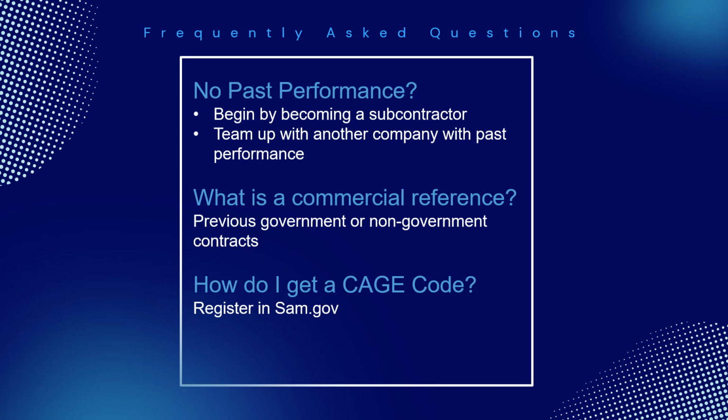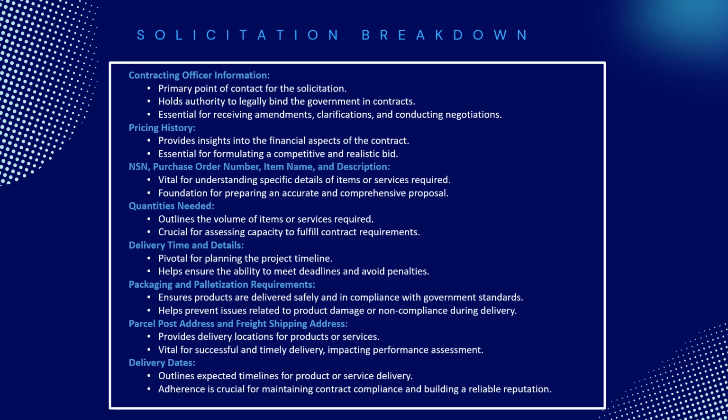These are just a few of the most common questions, but don't hesitate to reach out if you have others. And remember, the contracting officer is always a great resource for clarification. Before we wrap up, let's quickly review what we've covered today. We started by discussing the contracting officer information, who serves as your primary point of contact, and they hold the authority to legally bind the government. So maintaining clear communication with them is crucial for receiving amendments, clarifications, and finalizing negotiations. Plus, you really want to build a relationship with them for the future.